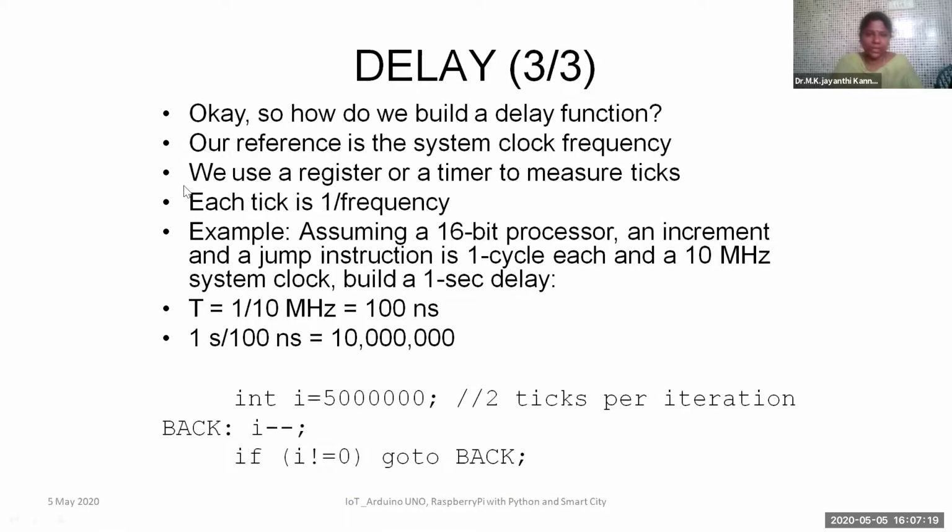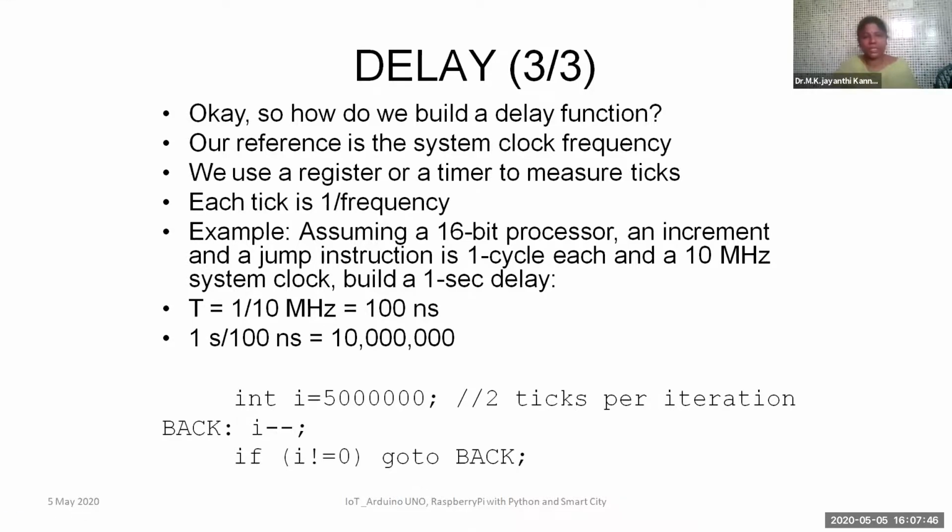The code shows how we can introduce a delay. Okay, so how do we build a delay function? Our reference is the system clock frequency. We use a register or timer to measure ticks. So each tick is one clock period. For example, assuming a 16-bit processor, an increment and jump instruction of 1 cycle each, and a 10 megahertz system clock, building a 1 second delay.